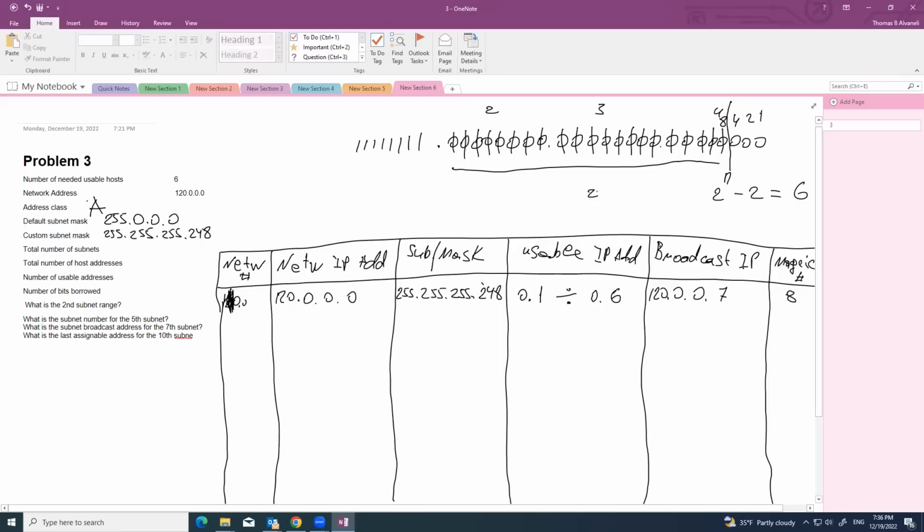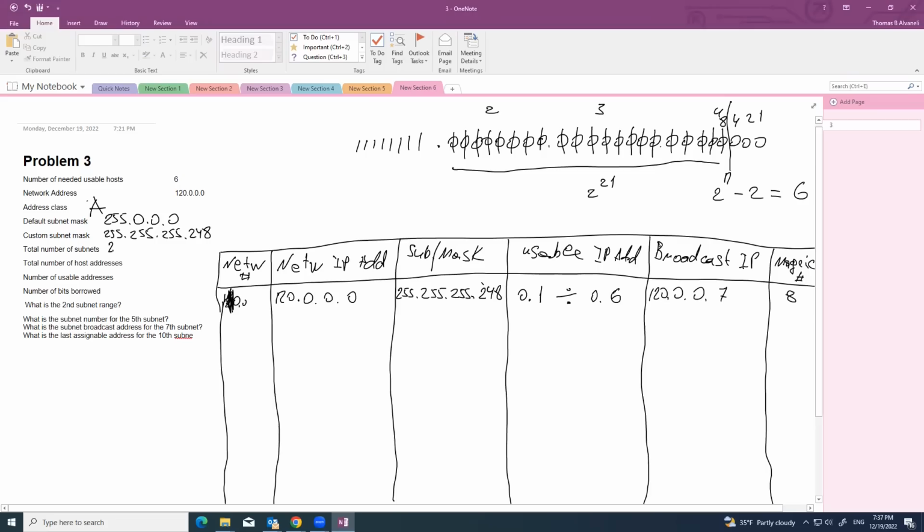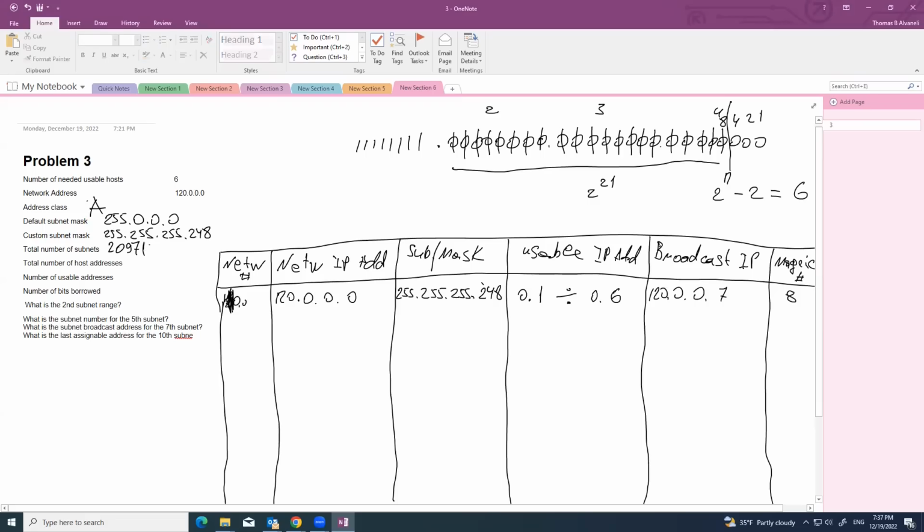This is the formula to calculate the total number of subnets. 2 to the power of 21, let's use Google, is 2,097,152. And each subnet has 6 usable IP addresses in this case.